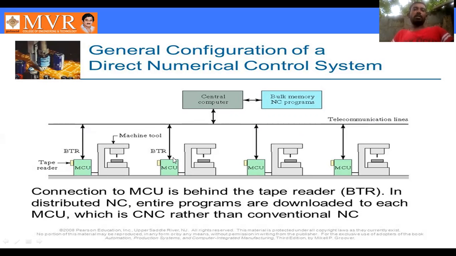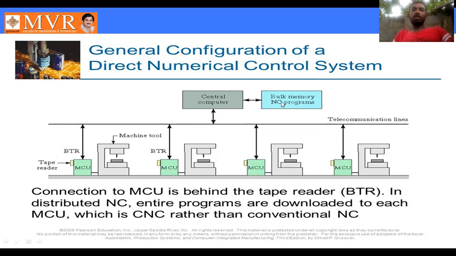Based on the computer, we are arranging four machines here. The input program is sent directly to the MCU. The MCU converts the program instructions into mechanical motion, which is sent to the lathe machines, the NC machines. Likewise, the program goes through the telecommunications lines to the MCU, which converts it to mechanical motion for the lathe. This is the general configuration of a direct numerical control system.